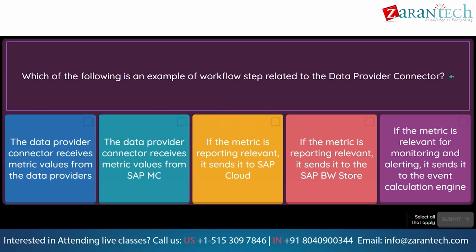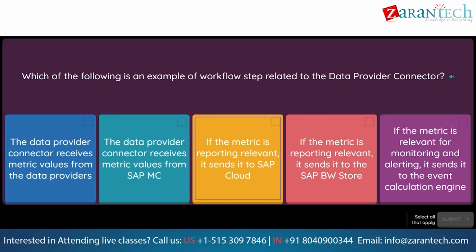Question: which of the following is an example of workflow step related to the data provider connector? Option 1: The data provider connector receives metric values from the data providers. Option 2: The data provider connector receives metric values from SAP MC. Option 3: If the metric is reporting relevant, it sends it to SAP Cloud. Option 4: If the metric is reporting relevant, it sends it to the SAP BW store. Option 5: If the metric is relevant for monitoring and alerting, it sends it to the event calculation engine.